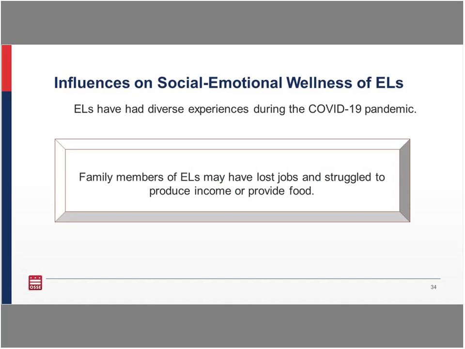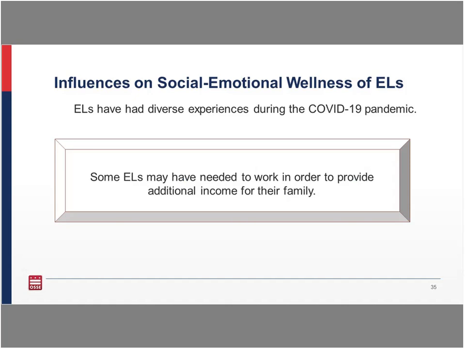As with so many who are not English learners, the family members of English learners may have found themselves unemployed and really having a hard time just putting food on the table or getting income to meet very basic needs, and that in itself is traumatic. With our older students, they may be finding themselves working to provide additional income for their family, where income may have fallen short because of this pandemic.